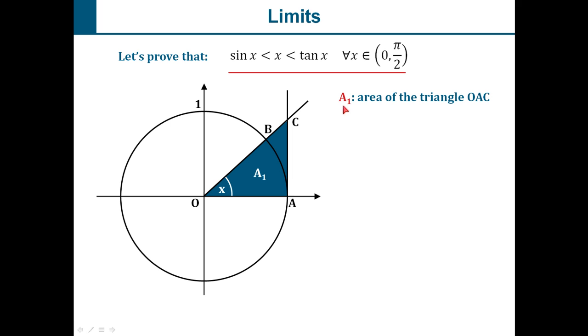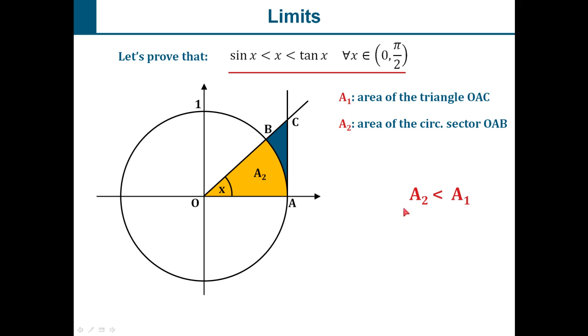We will call A1 the area of the triangle OAC that we have obtained in this way. Moreover, we will call A2 the area of the circular sector OAB. Clearly, the value of the area A2 is less than the value of the area A1, since the circular sector is included in the triangle.